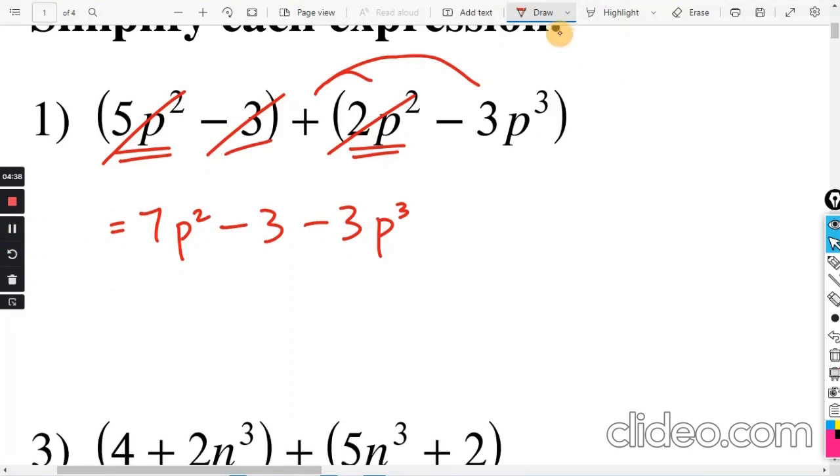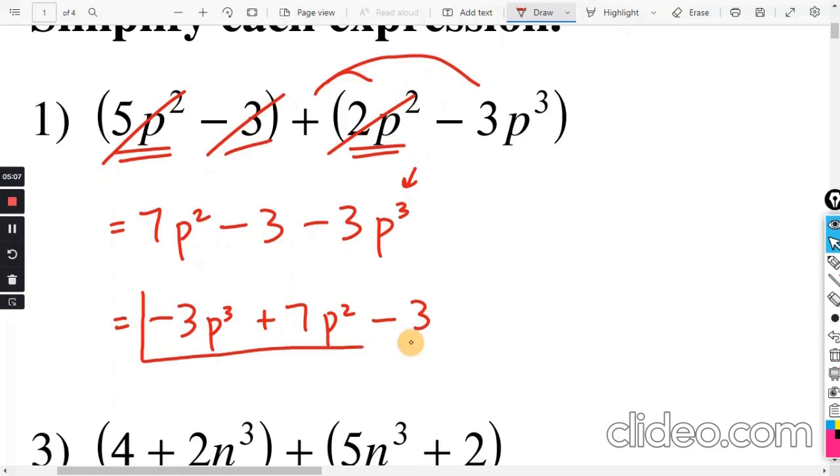Now, in their answers, they put the larger exponents first, okay? You don't necessarily have to do that, but if you want to match what they have, it would be negative 3p to the third, since 3 is the largest exponent, plus 7p squared, and then minus 3. Okay, you don't, like I said, you don't have to do that, but that's generally what they did to where they have their answers at the end.